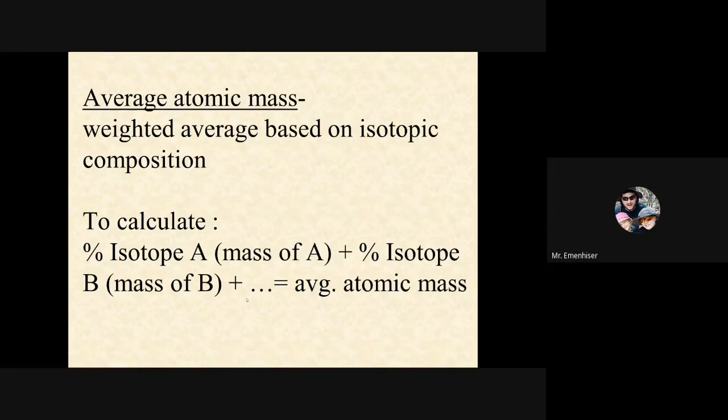And this is why they're not whole numbers. You remember me asking you guys why they're not whole numbers? This is why, because it's a weighted average, and you've got different percentages for different isotopes.